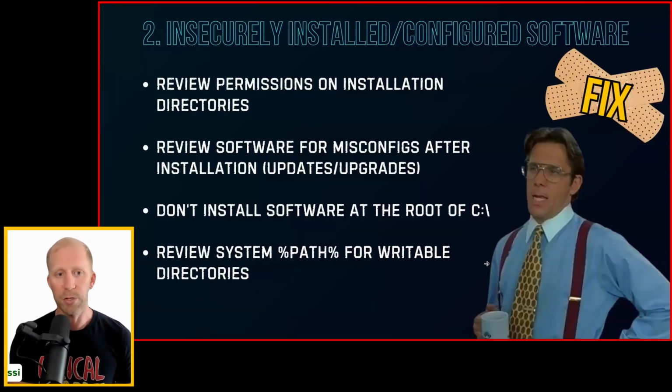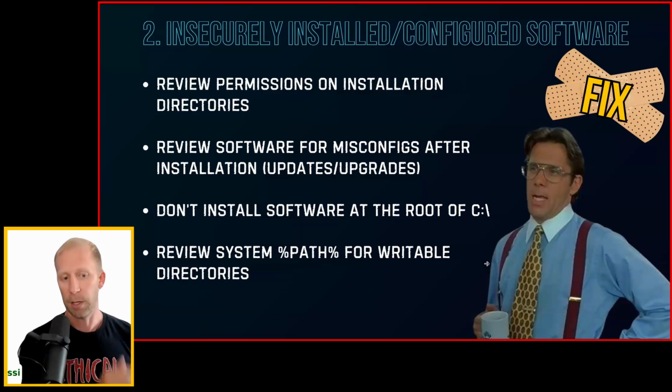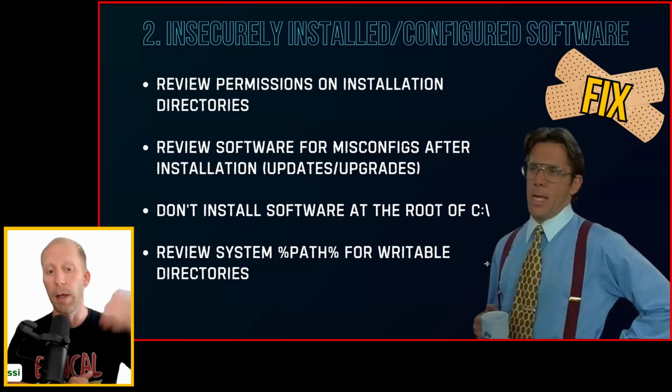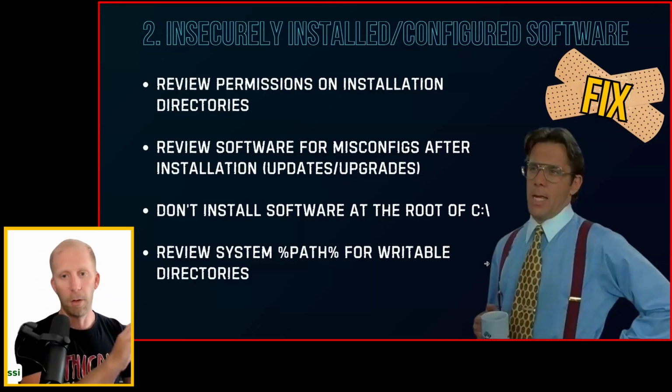So the fix for this: review permissions on installation directories. Obviously, you want to make sure that regular users don't have permissions to modify things. Review the software for misconfigs after installation, particularly updates and upgrades. What I've seen before is you install a product, you reconfigure the permissions, you're like, okay, good to go. The product updates or does an upgrade, and then all of those settings get misconfigured again. And I've seen that before. Don't install software at the root of C if you can avoid it. And then reviewing the system path for writable directories is a really good tip.